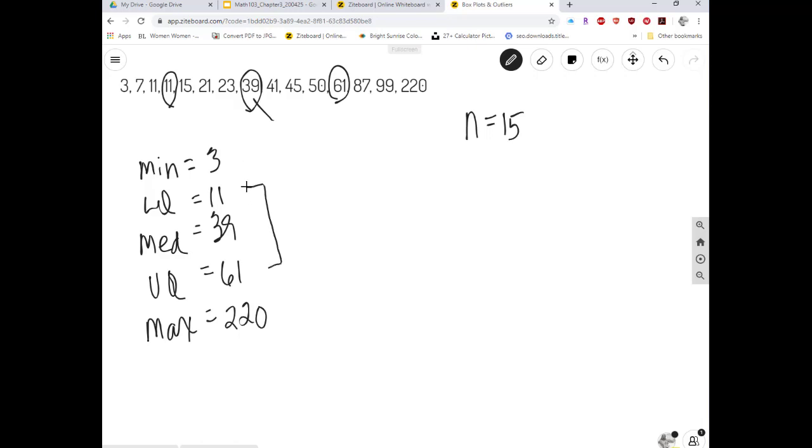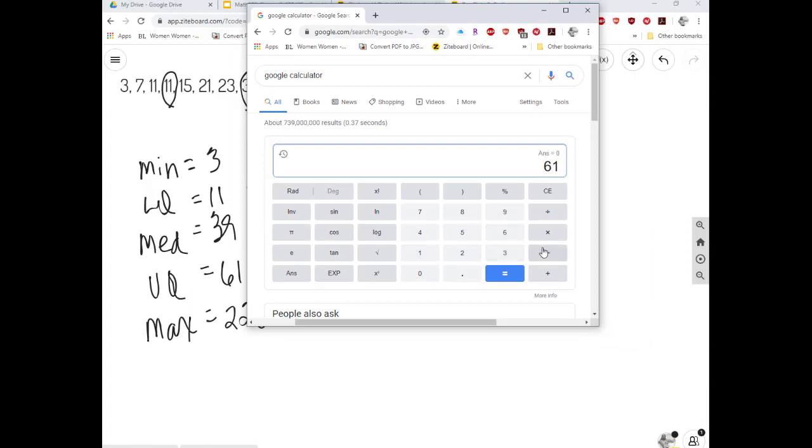So I want to find my interquartile range. So my interquartile range is going to be 61 minus 11. And 61 minus 11 is 50. And if you want, I will prove it to you by bringing up my Google calculator here. Boop. 61 minus 11 is 50. Okay, so I've got this. Now I'm going to multiply this by 1.5 because I want to know what numbers are going to be past 1.5 times my interquartile range. So I'm going to multiply it by 1.5 and I get 75.